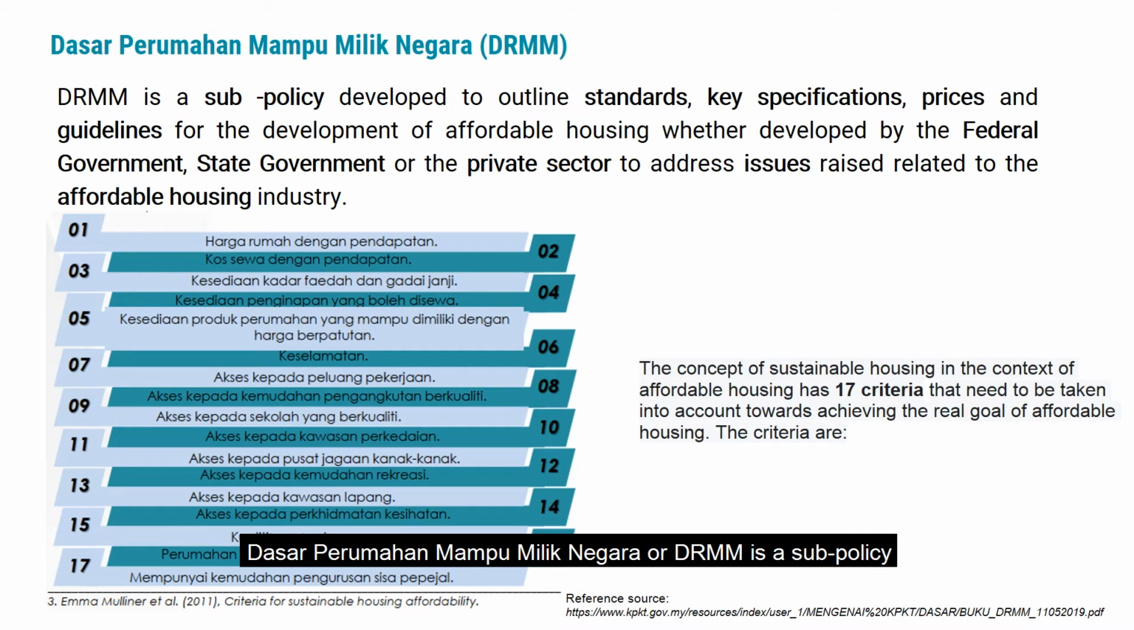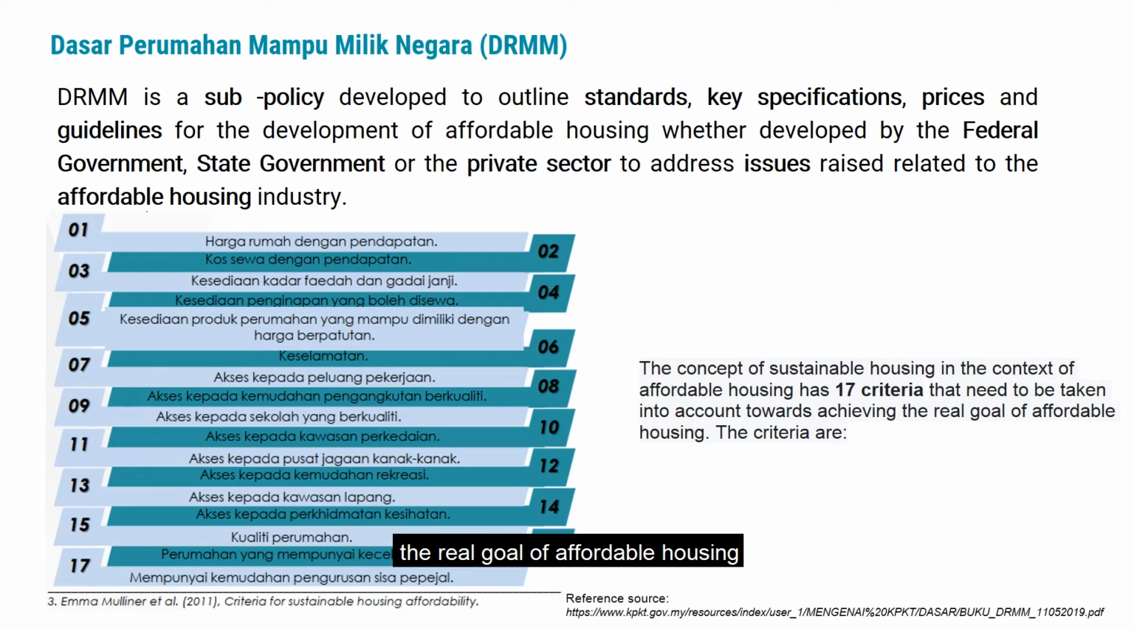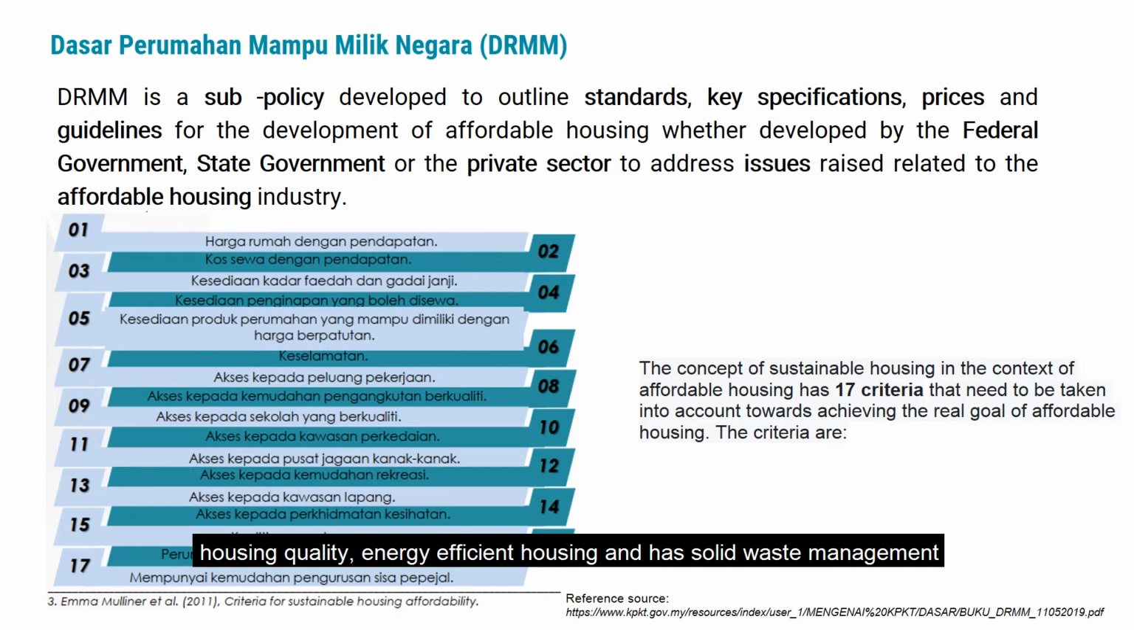Dasar Perumahan Mampu Milik Negara or DRMM is a sub-policy developed to outline standards, key specifications, prices and guidelines for the development of affordable housing, whether developed by the federal government, state government or private sector, to address issues related to the affordable housing industry. There are 17 criteria that need to be taken into account towards achieving the real goal of affordable housing. Some of the criteria are access to job opportunities and recreational facilities, housing quality, energy efficient housing, and solid waste management.